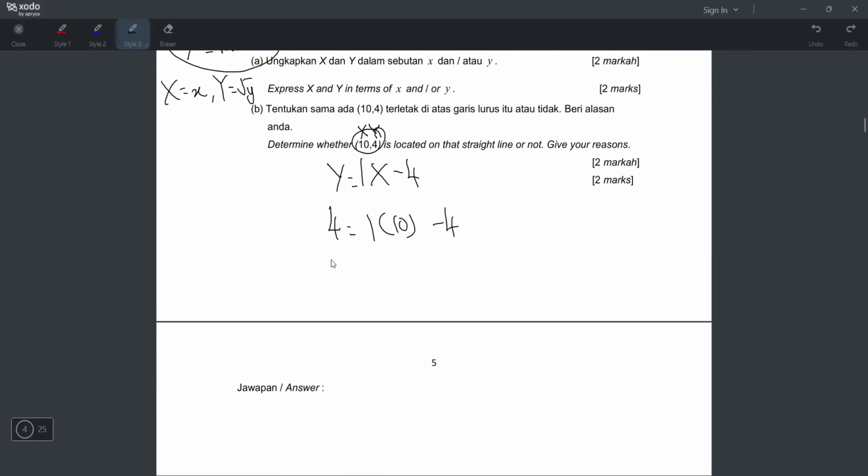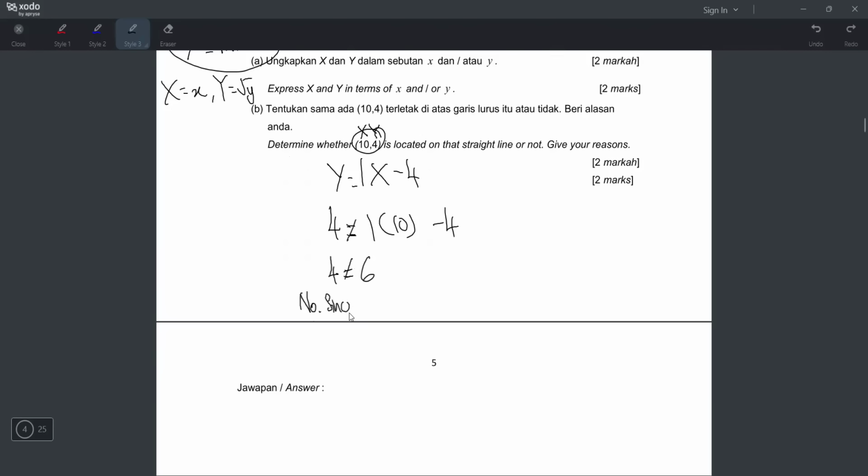Okay, so now you can see that the left hand side number is 4, the right side number is 10 minus 4, which is 6. So as you can see, the left hand side and right hand side is not the same number. So this is not equal. That means this can't be right. So if this is not equal, that means this point is not on the line. So we can say no, because they ask determine whether located on straight line or not. So we say no, and then we give a reason.